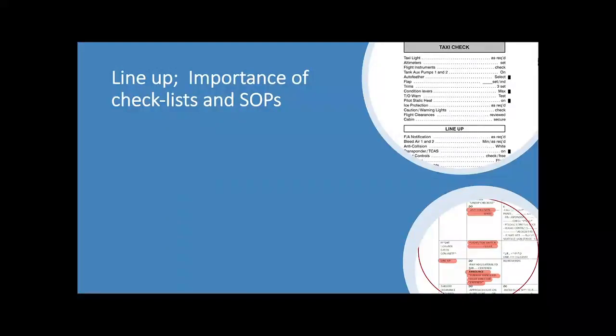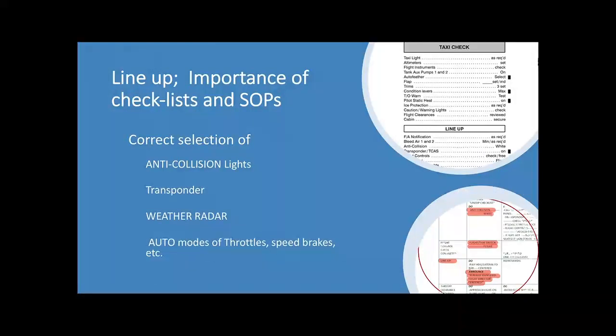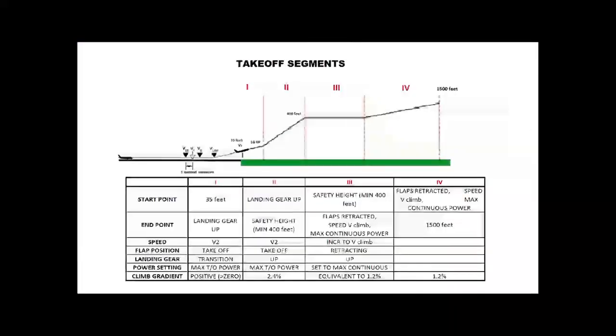The importance of checklists and SOPs during lineup cannot be overemphasized. There are a lot of activities which have to be done here, which are specific and mandatory, like correct selection of anti-collision lights, the transponders, weather radar activity, and auto mode selection of throttle, speed brakes, etc. Remember, before or after this point, these activities would not be in order.